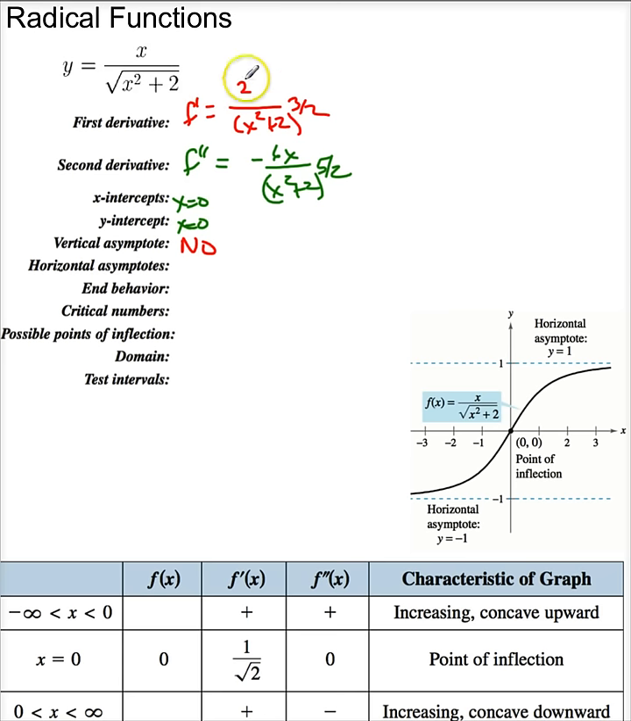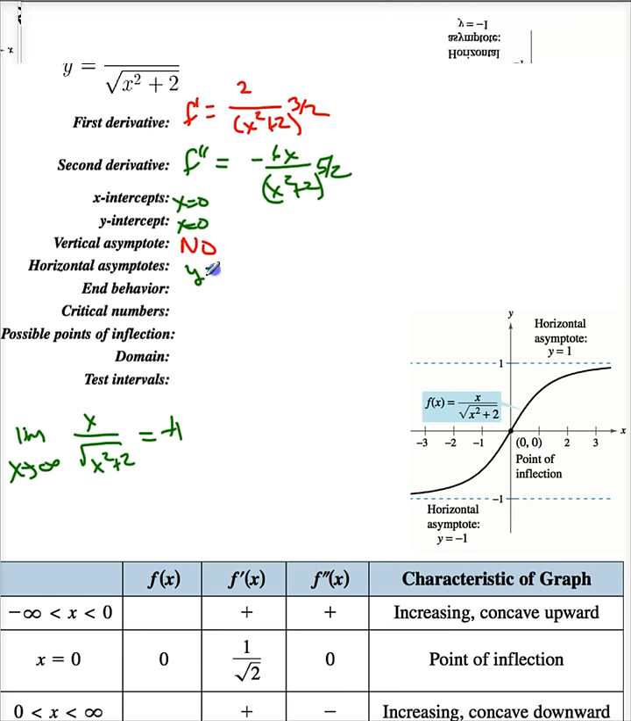Do we have any horizontal asymptotes? Well, let's look at the limit as x goes to infinity. As x approaches positive infinity of x over the square root of x squared plus 2, we'll see that this is positive 1. So the first horizontal asymptote is y equals plus 1.